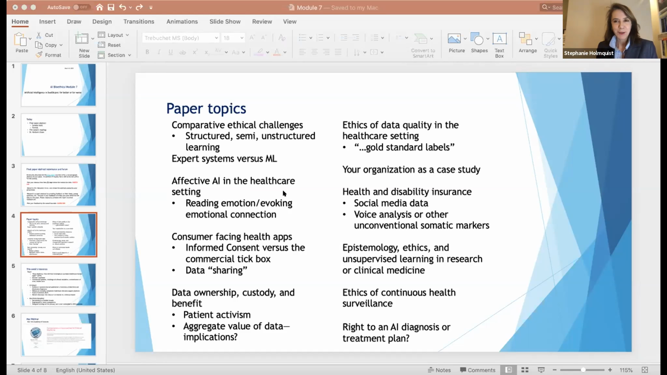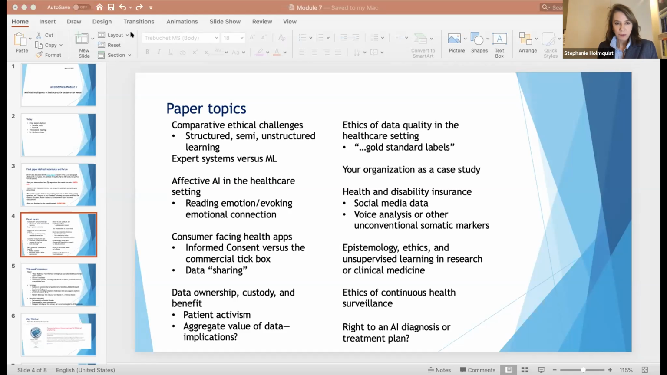Too many devices, too little time. So we will find this in clinical medicine, and remember that we anthropomorphize objects, we anthropomorphize systems. Is this really something that we want to encourage in healthcare? What are the implications of that?